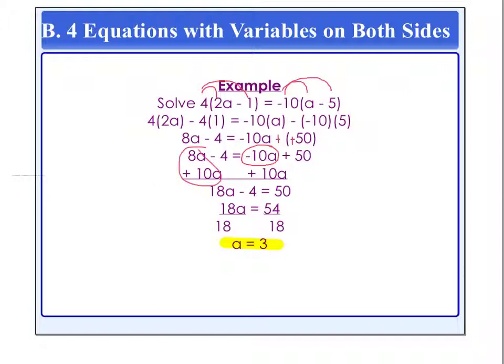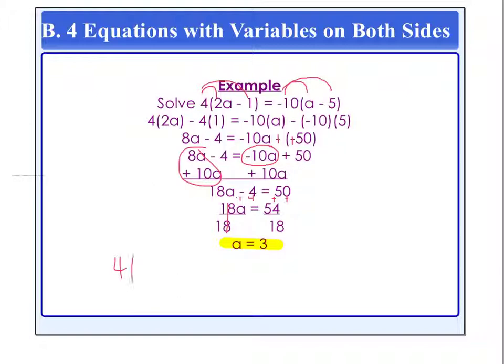Minus 4 equals 50. Well, now I've got to get these 18a's by themselves, so I'm going to add 4 to each side, which leaves me with 18a equals 54. Last step is to divide by 18, and a equals 3. Just like before, you can go back and check to see that your answer works.